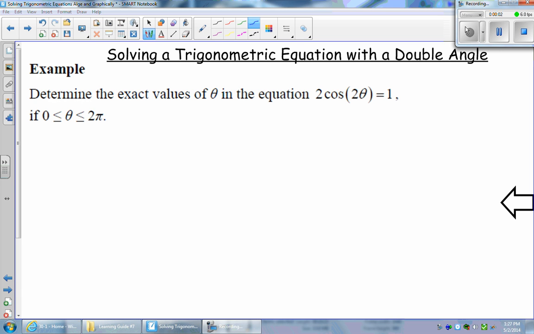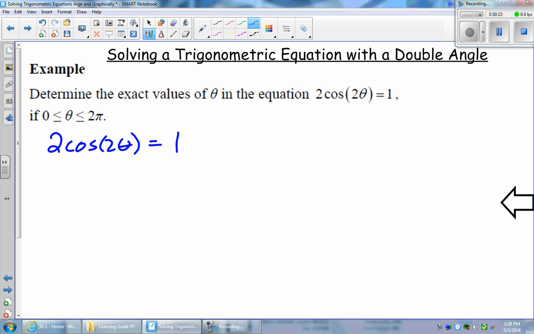All right, in this question, I'm going to show you guys how to solve another trig equation, but this time with a double angle. And what I mean by double angle is that your argument on the cosine ratio here is two times theta, not just theta anymore. So this process involves a couple more steps than usual, but the first thing you want to do is, of course, isolate the cosine ratio here.